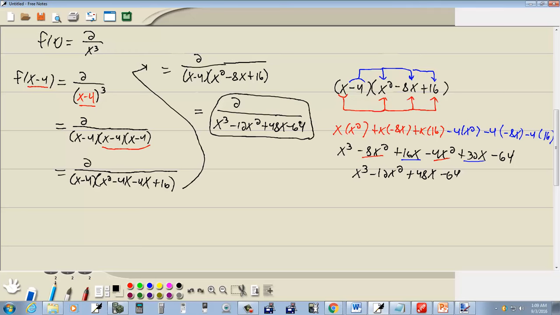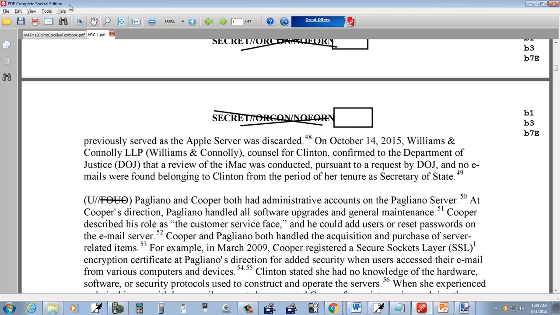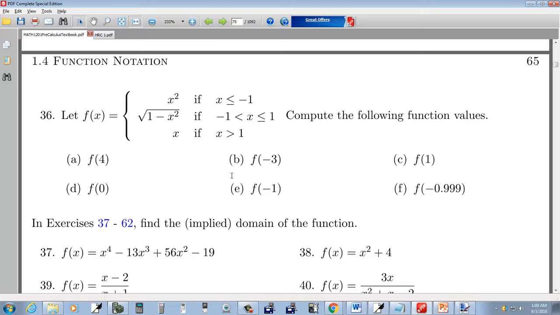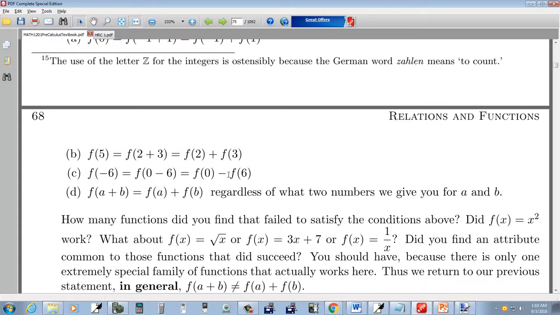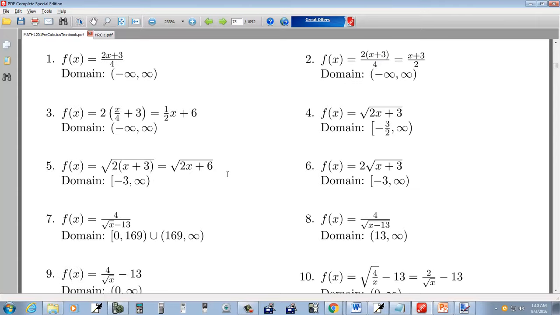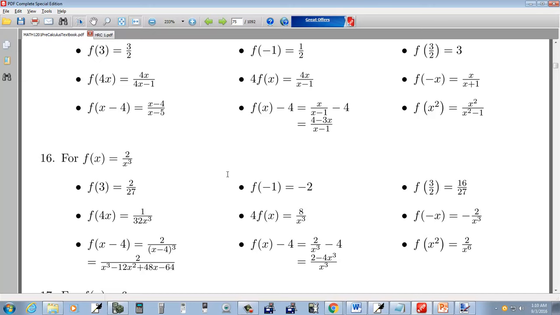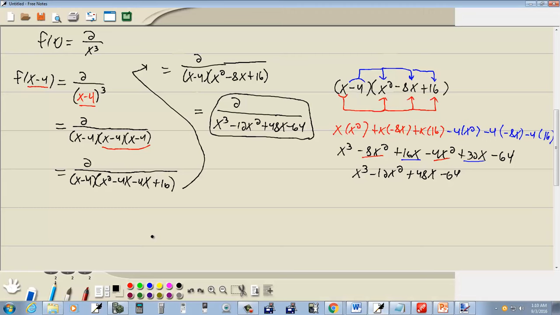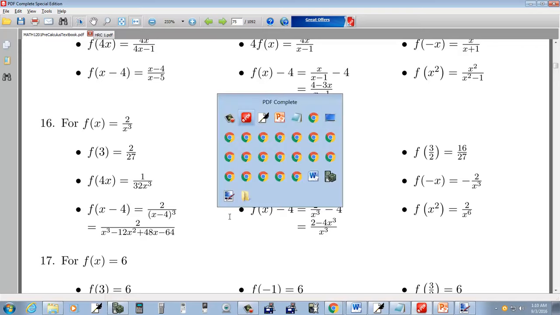Now I'm just curious if they do take it down to that point, so let me go check. Now they do break it down to that point. Minus 12x squared plus 48x minus 64. Okay.